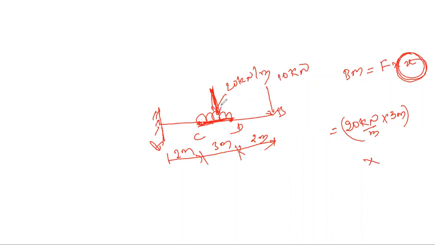Since it is acting at the middle, once you convert the UDL into a point load, then we need to think where this converted point load is acting. It should act at the middle of this, that is at a distance of 1.5 meter. If you consider from here to here, it should act at 3.5 meter, meaning we have 2 meter over here plus 1.5 meter. So from the free end, it is acting at a distance of 3.5 meter. This is nothing but your perpendicular distance.